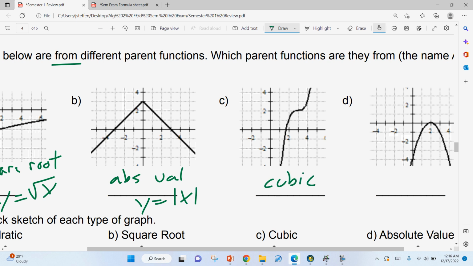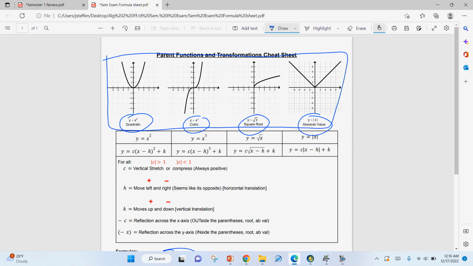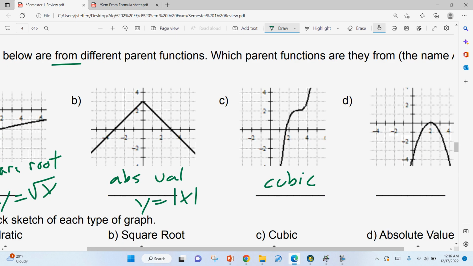Again, I know some of you guys don't know that, but that's on here. Cubic. That's y is equal to x to the third. And this last one, hopefully you guys all know, is quadratic. Can't spell it apparently, but that's okay. Y is equal to x squared. Again, I know I was a little bit more specific on this than I was on your practice review.